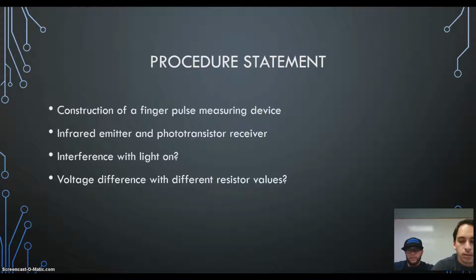In this experiment, we answered these two primary questions based on our circuit. We experimented to see if any of the surrounding light would affect our signal being created by the phototransistor receiver. We also experimented to see how placing different resistors in series with the phototransistor would affect our signal's values.